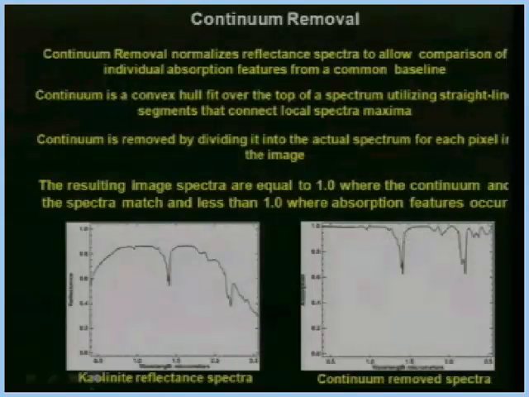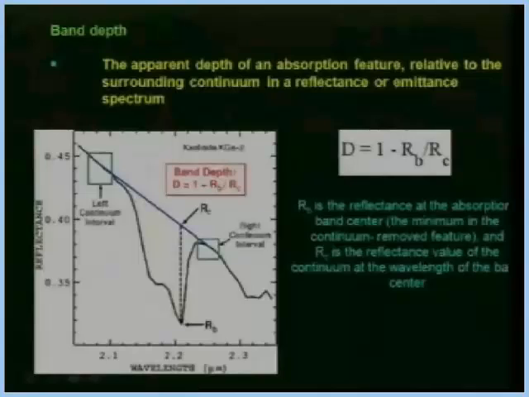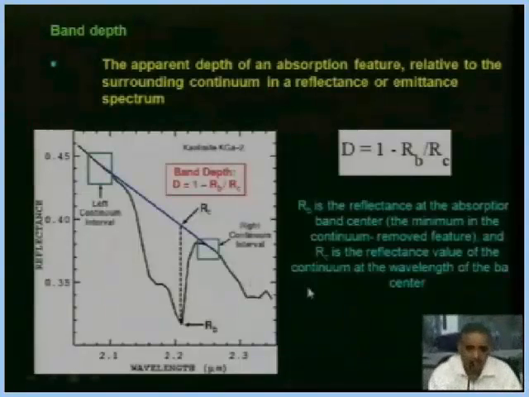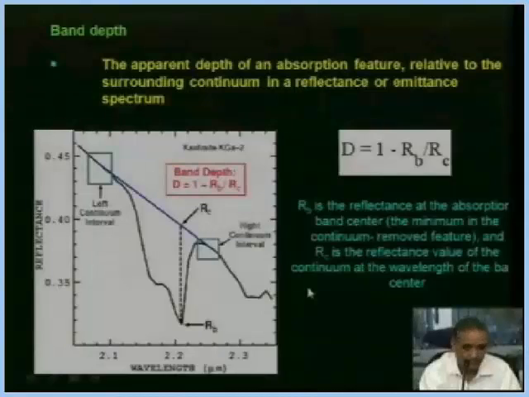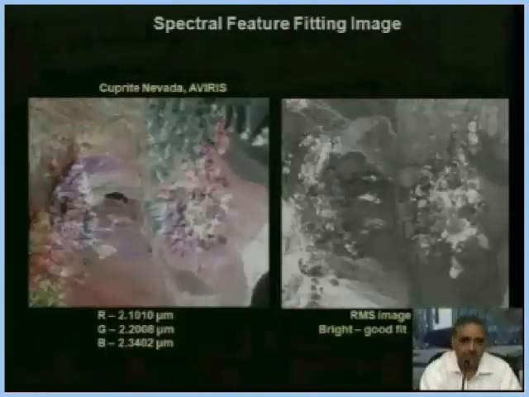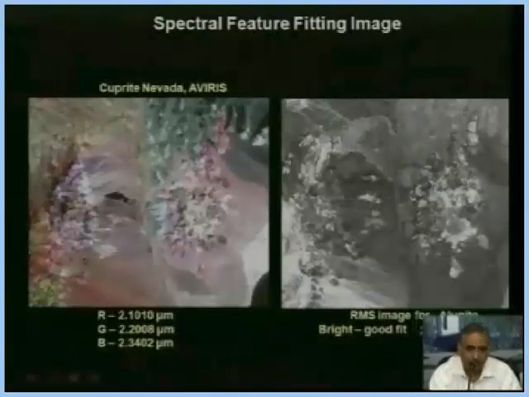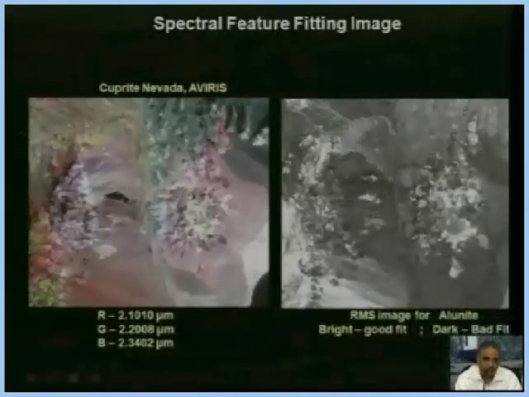This is for a Kaolinite reflectance spectra, and this is after having performed the continuum removal. Then the apparent band depth of an absorption feature relative to the surrounding continuum in a reflectance or an emissive spectrum is calculated. It will be compared with your input and the reference spectra. This is a spectral feature fitting image for alunite. This is again from Cuprite, Nevada.